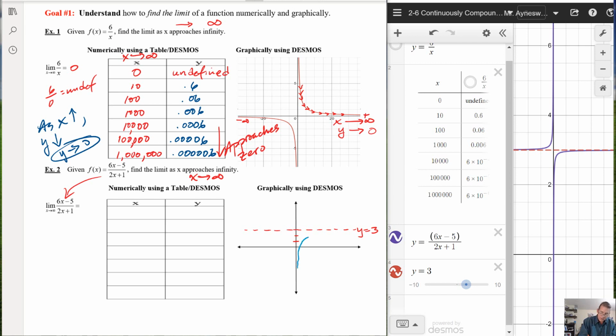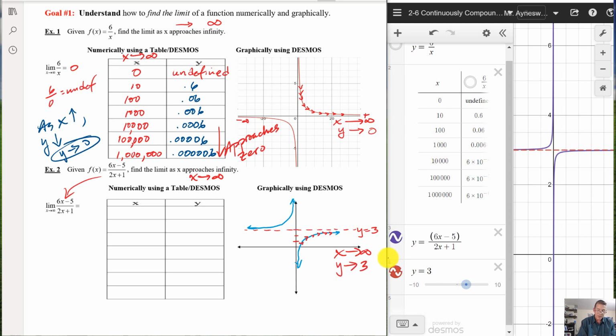Okay, there you go. And the other part's up here. So draw your little sketch and then detail it. So when x approaches infinity here, look at the function. It goes up, up, up, up, up, and y is approaching 3.